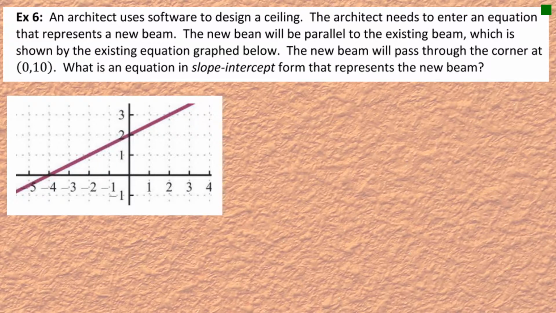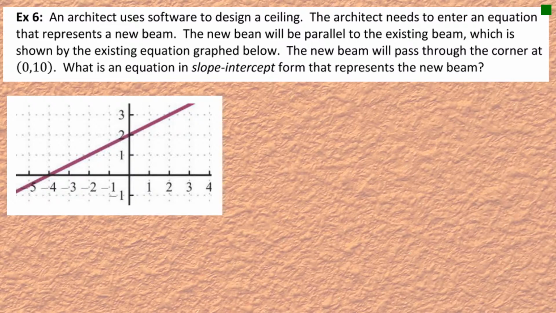All right, and finally number 6. An architect uses software to design a ceiling. I know a lot of times at Purdue they're using really cool software for the construction program, so this is pretty relevant now. The architect needs to enter an equation that represents a new beam. The new beam will be parallel to the existing beam, which is shown by the existing equation graph below. So this red line, we have to make a line that's parallel to that.